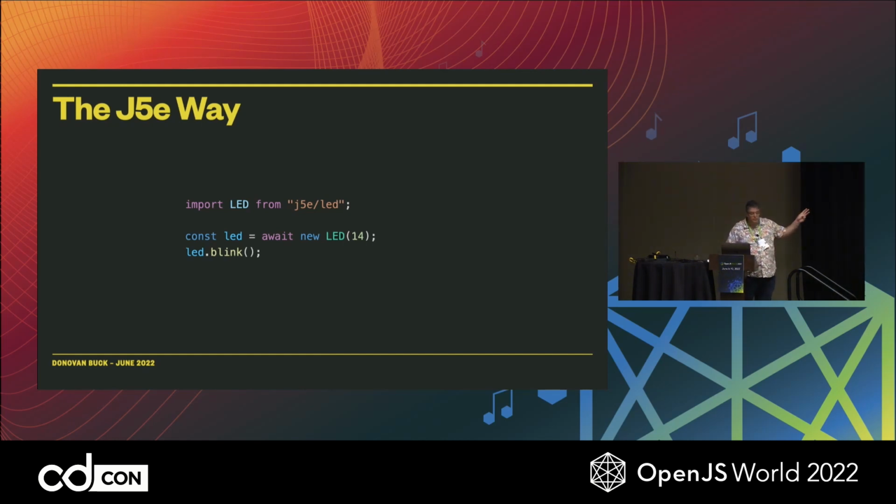There's 3 lines in this program, and there are 3 clear, unambiguous verbs. We're importing the LED class, we're awaiting a new LED, and then we're telling it to blink. So I think that's the new standard for easy hardware programming.